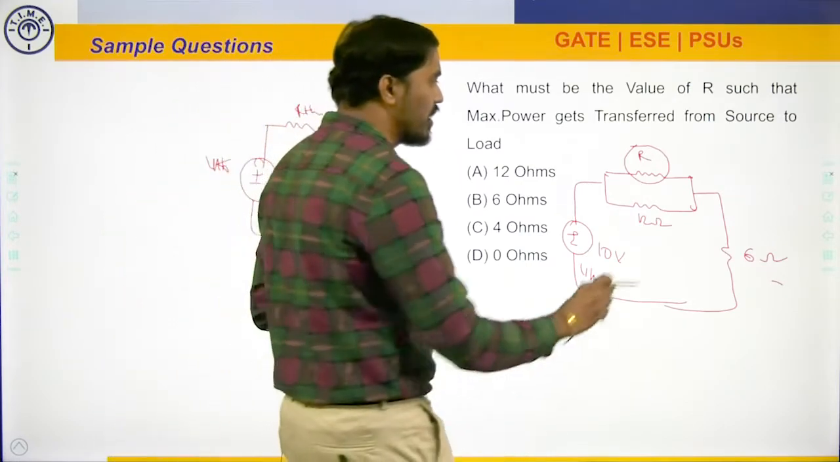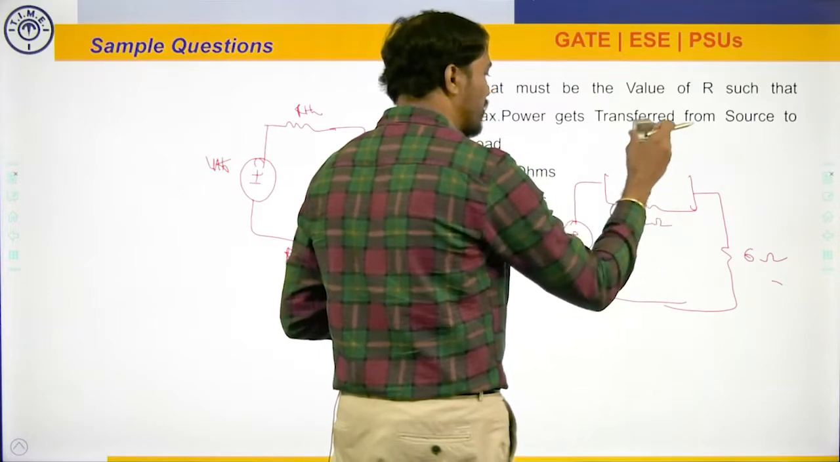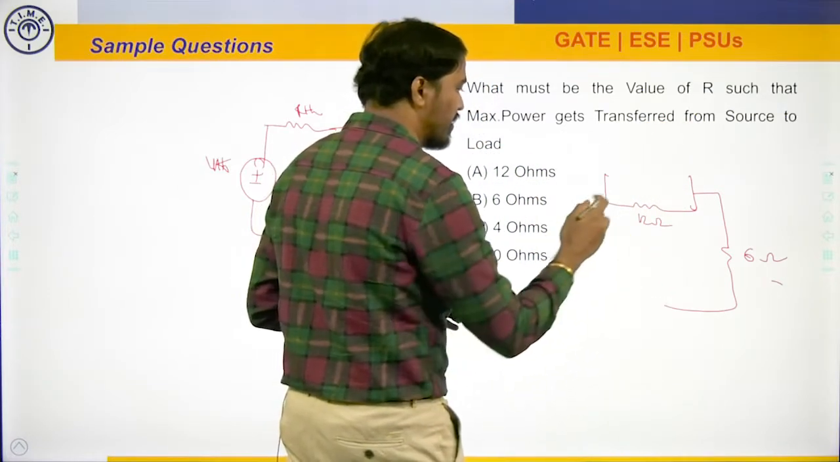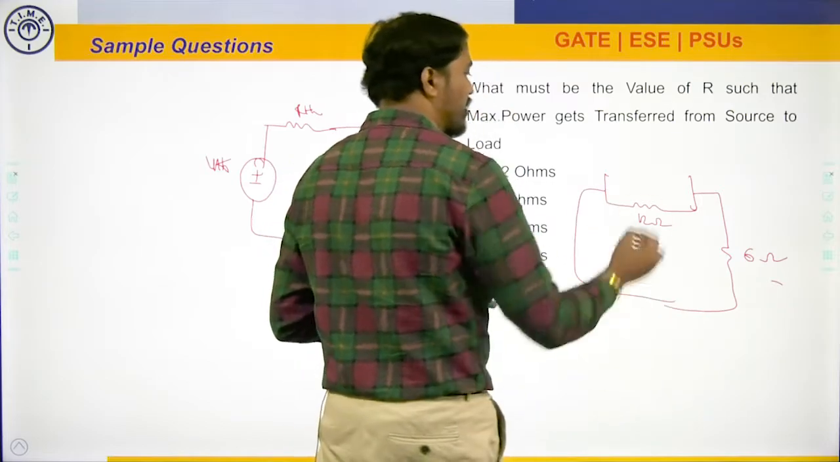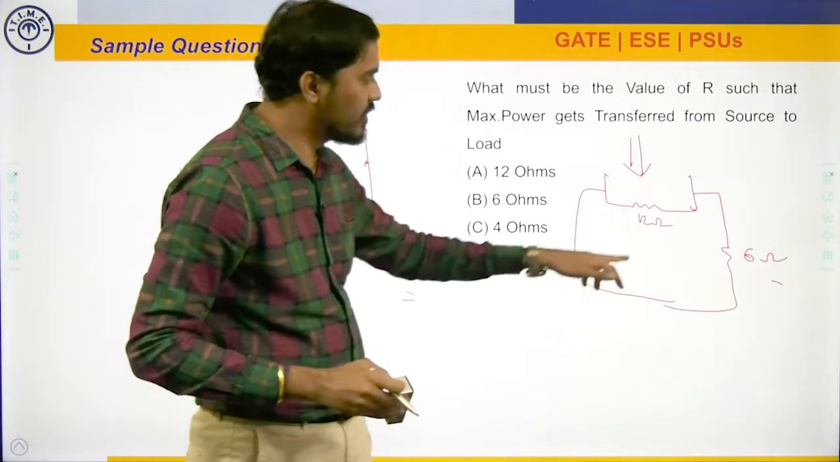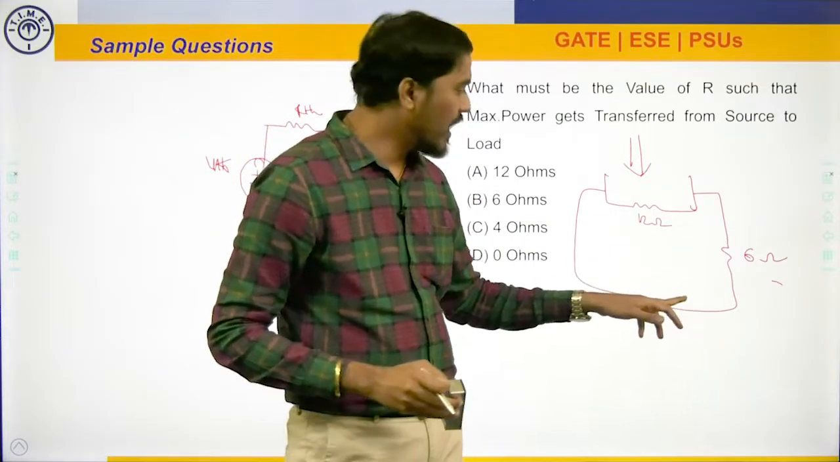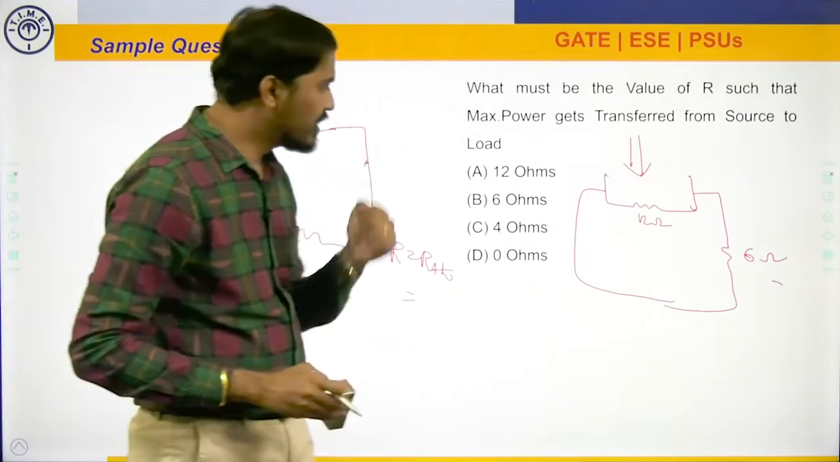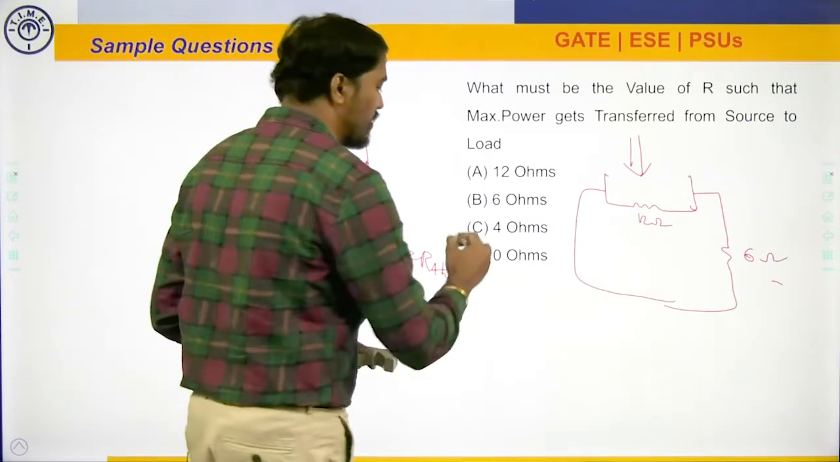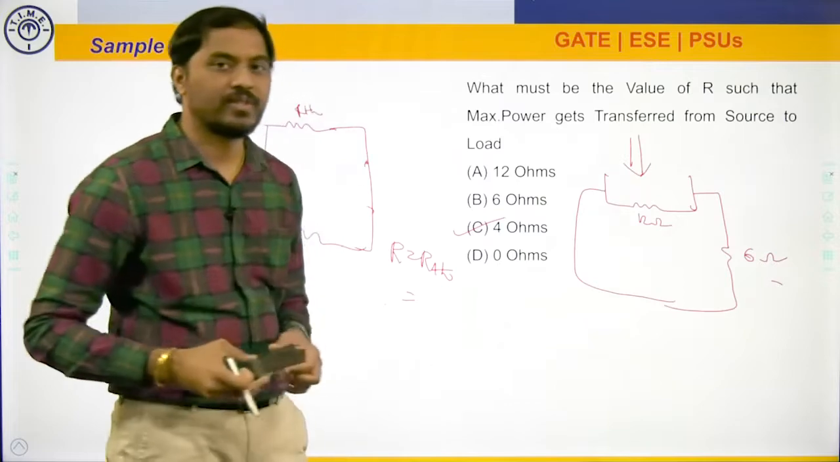Now, calculate RTH. How to calculate RTH? Step number 1, remove the load, deactivate energy sources, deactivate means short circuit. Now, look with respect to the open circuited terminals. With respect to the open circuited terminals, tell me how these two are connected in parallel. So, 12 parallel to 6, how much? 72 by 18, that becomes 4. So, what is the right answer? 4 ohms is the right answer.